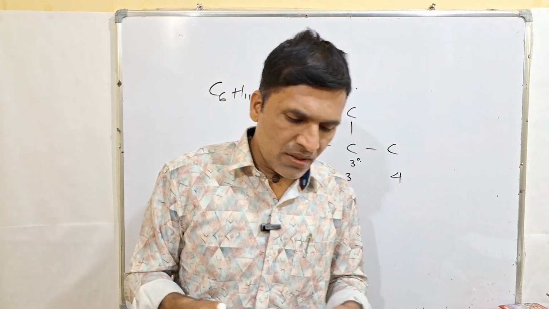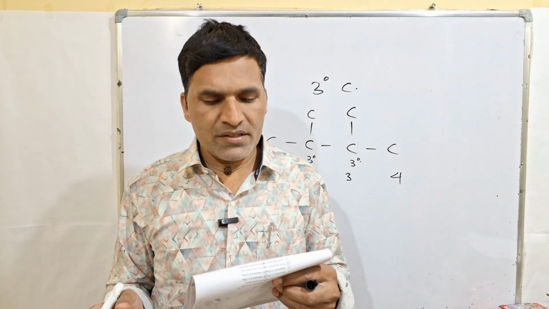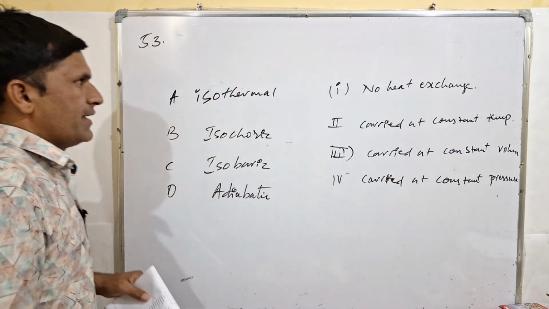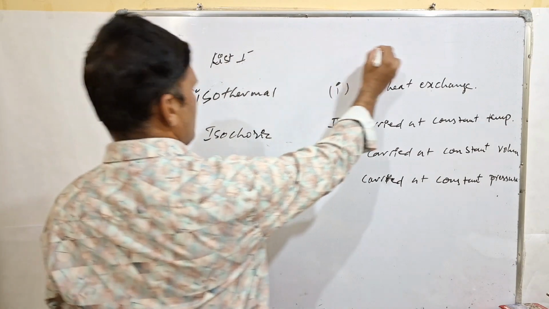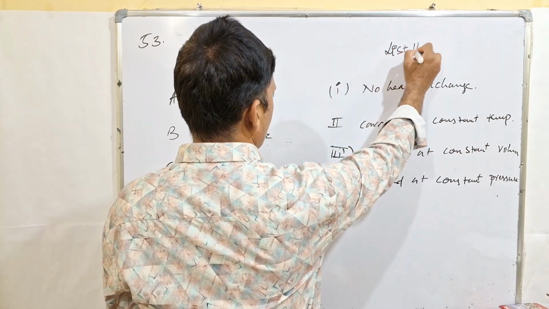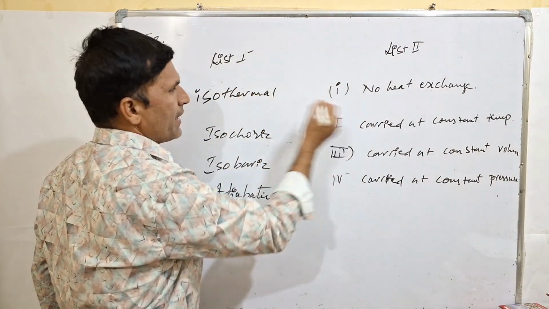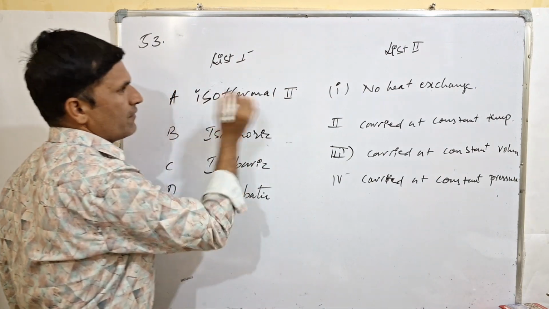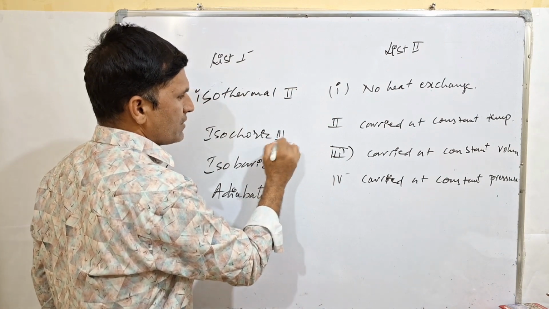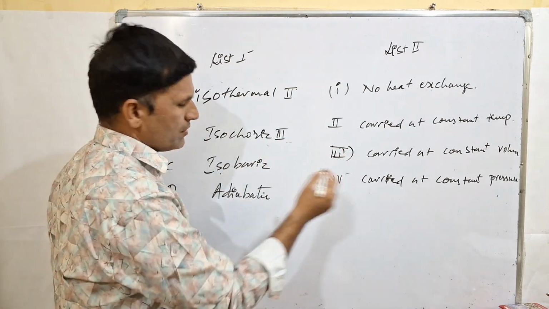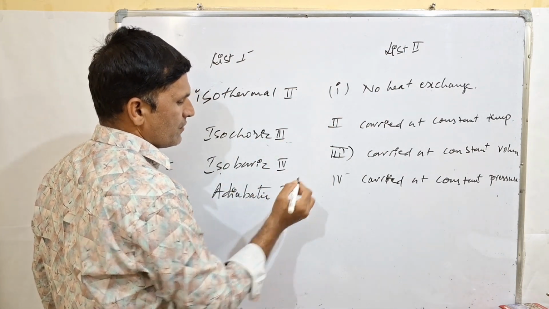Let us move on to the next question, that is match list 1 with list 2. This is list 1, and this is list 2, so you have to match both of these. You should remember isothermal means carried out at constant temperature, so A will match with 2. Isochoric means constant volume, so it will match with 3. Isobaric means carried out at constant pressure, so it will match with 4. And adiabatic, no heat exchange, will match with 1.